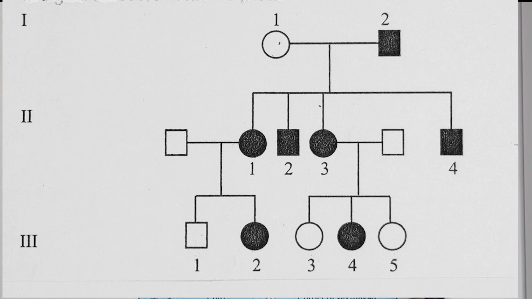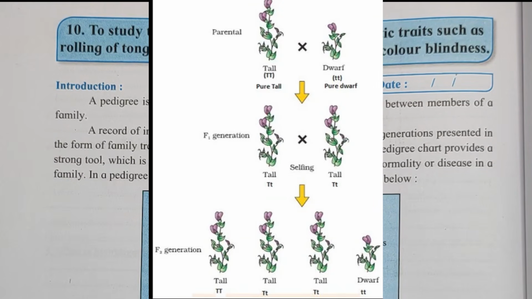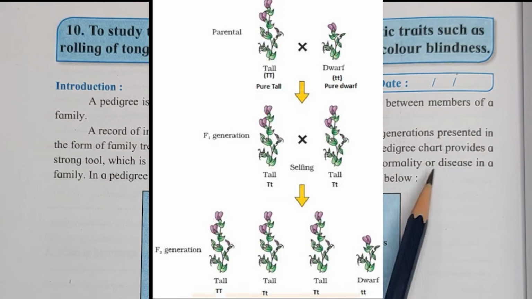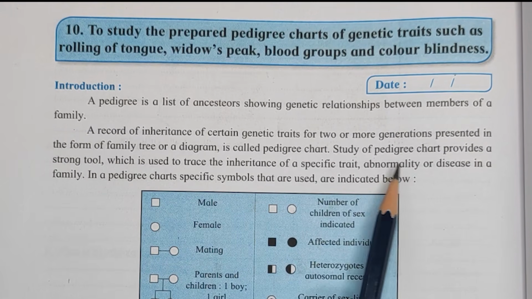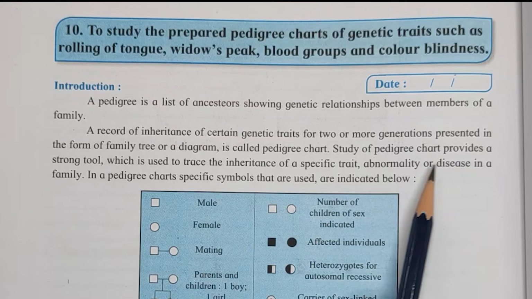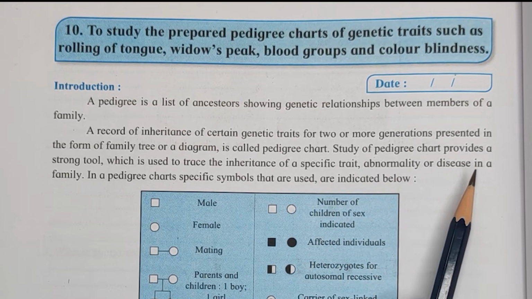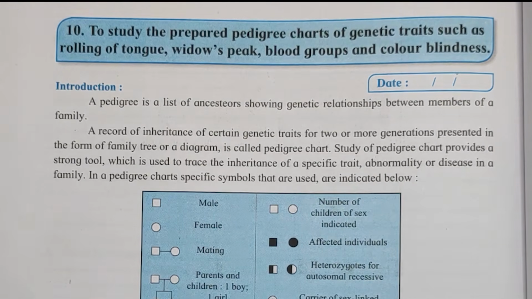Okay, so study of pedigree chart provides a strong tool used to trace the inheritance of a specific trait. Particular traits, inherent characters रहते हैं. That is जैसे हमने Mendel's में देखा है, tall और dwarf character रहते हैं. Same way abnormalities are there from one generation to the other generation. How the abnormalities get passed, same way a number of diseases are there. Some of the sex-linked diseases are there in the family.